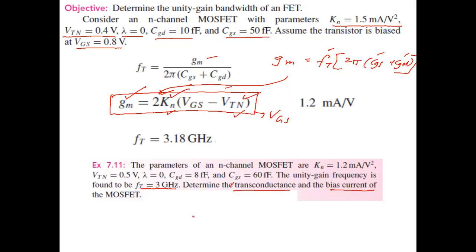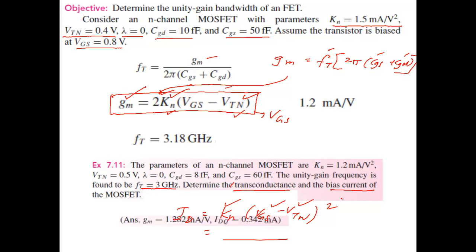Once you have done that, then what do you do? You find out your ID, the bias current. ID is basically Kn times (VGS minus VTN) the whole square. So this is known, this is known, and this is known, so you can easily find out the ID. This is how you need to find out your ID current. Okay, fine.